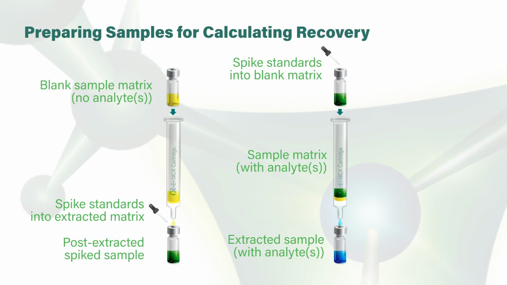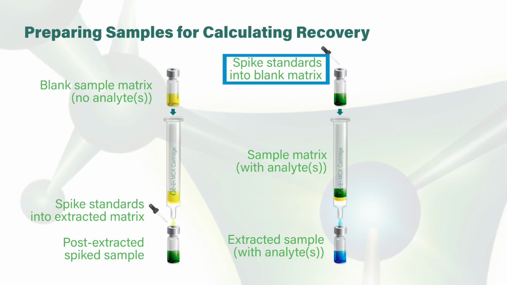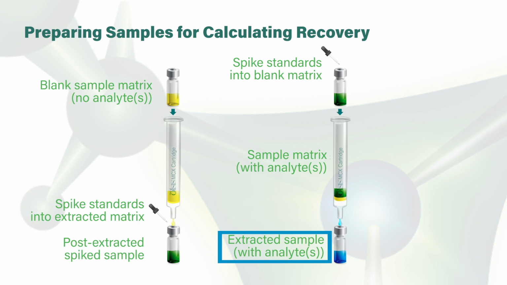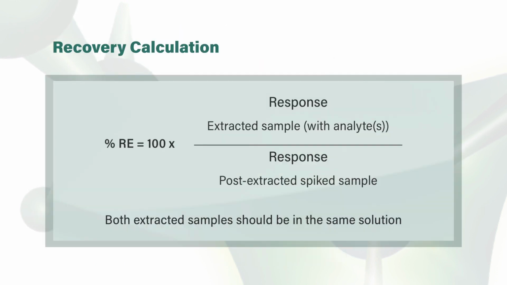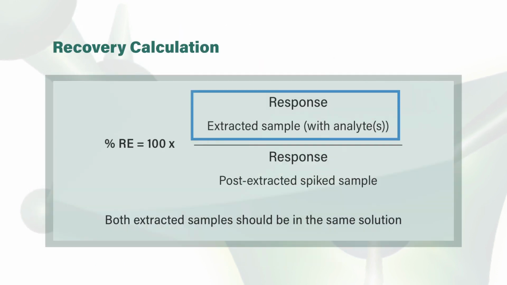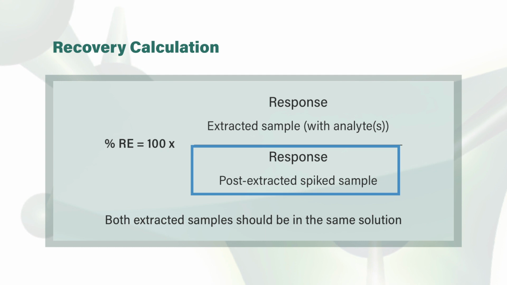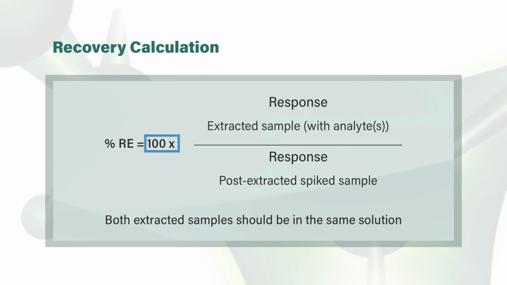To create your extracted sample, you need to take your sample matrix once again, but actually spike your standards directly into that sample matrix. Then you run that through your solid phase extraction protocol and collect your eluate, which is now your extracted sample that contains your analytes. To do the actual calculation, you take the response of the extracted sample with the analytes and divide that by the response of the post-extracted spike sample, multiply that by 100, and that gives you your percent recovery.